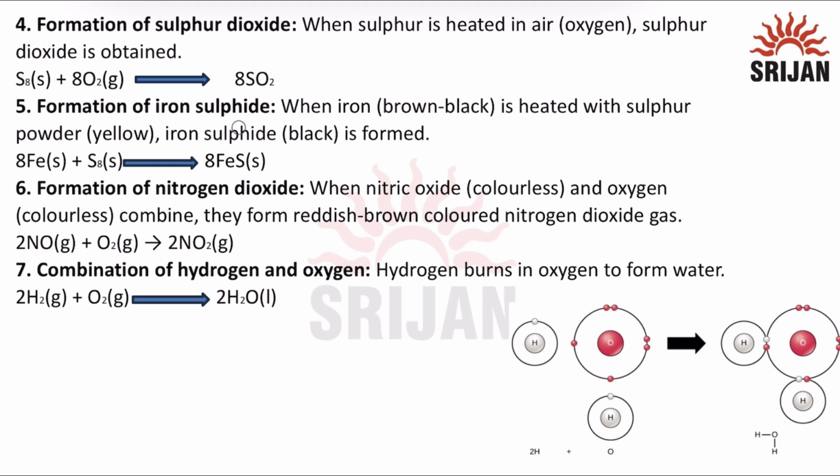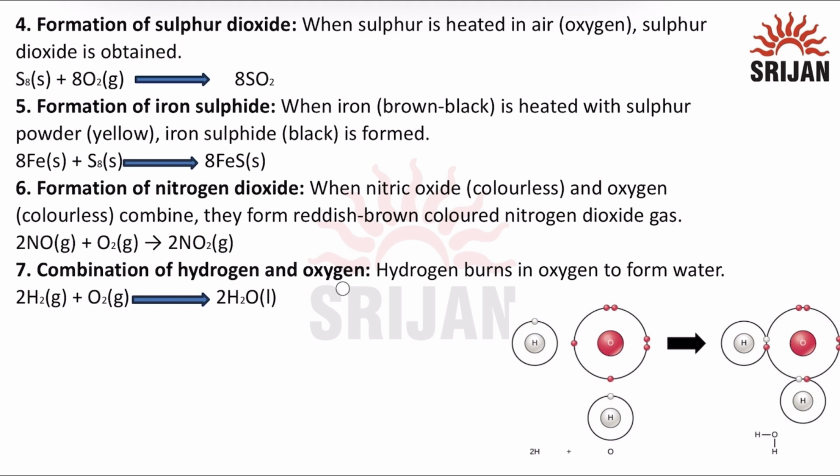Formation of iron sulfide. Iron, Fe8, just for balancing, plus sulfur simply gives iron sulfide. This is also an example of a combination reaction. Formation of nitrogen dioxide. How is nitrogen dioxide prepared? We need nitrogen monoxide plus O2. Burn it further in O2, and we will get nitrogen dioxide. When nitric oxide, which is colorless, and colorless oxygen combine, they form reddish brown colored nitrogen dioxide gas.